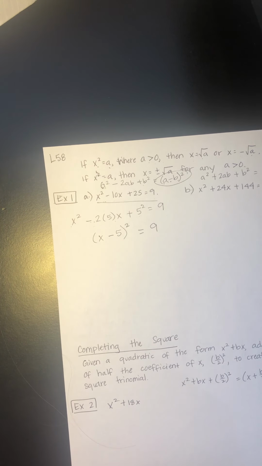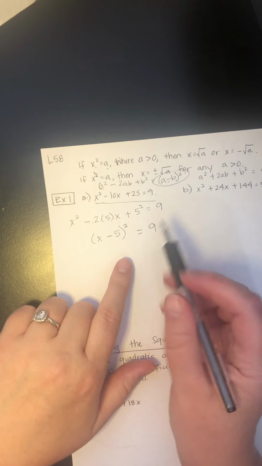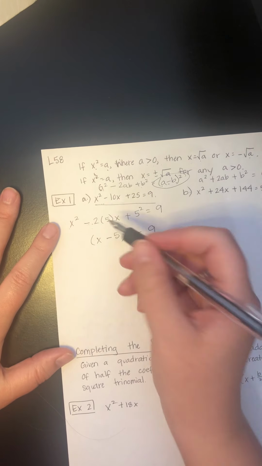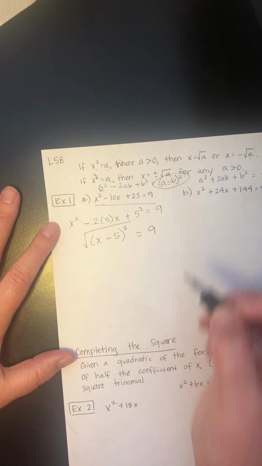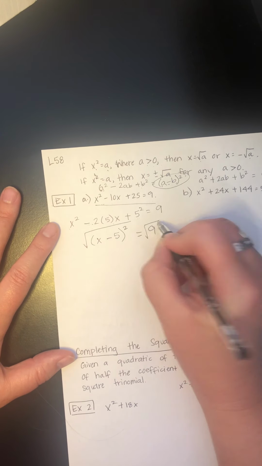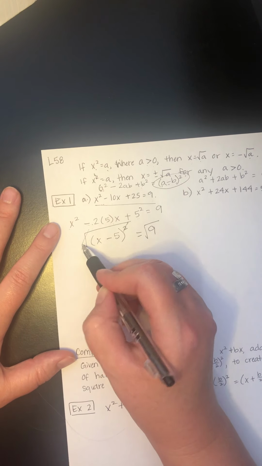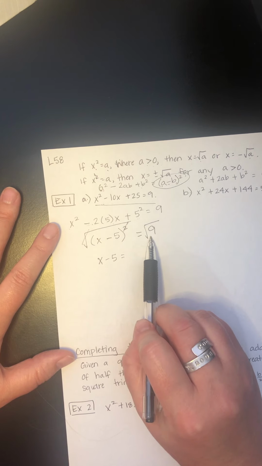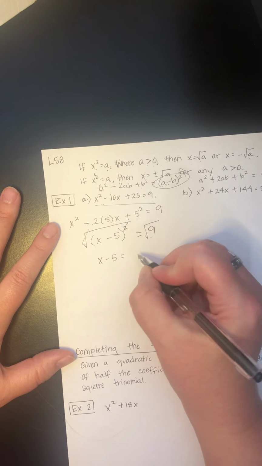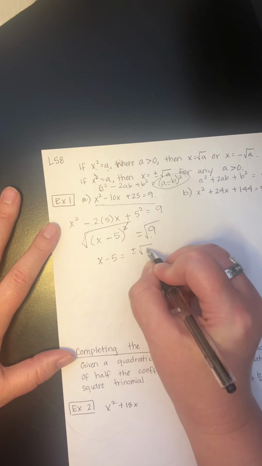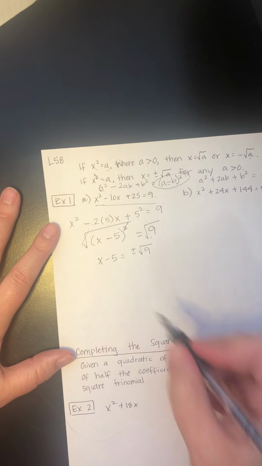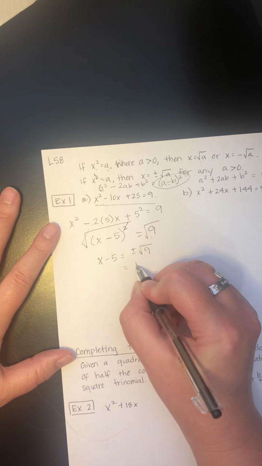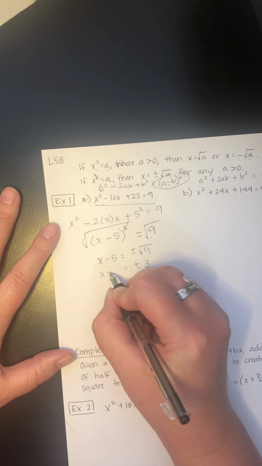We need to solve this. To solve this, we want to get rid of our exponent of 2, since we're trying to solve for x. So do the opposite. Take the square root on both sides. These are going to cancel. We're going to have x minus 5 equals the square root of 9. We know the square root of 9 is 3, so it's going to be plus or minus 3.